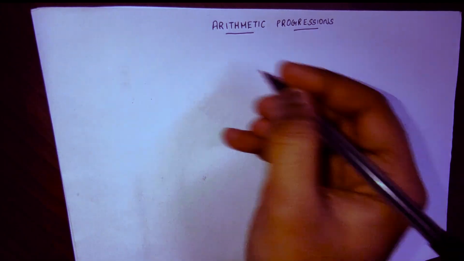Today we are going to do the revision for chapter 1, arithmetic progressions. So first, let us look into some basic formulas required to solve the problems.